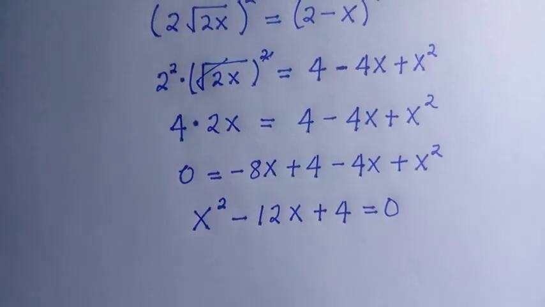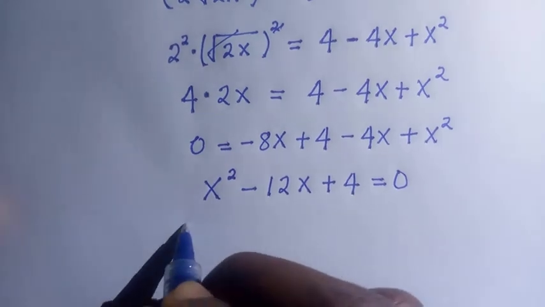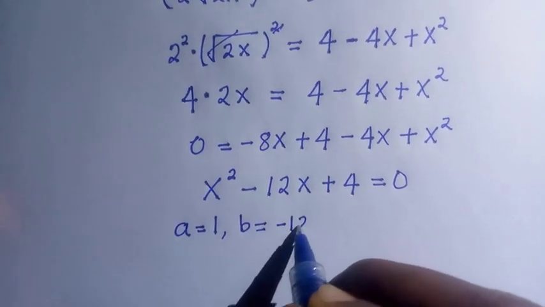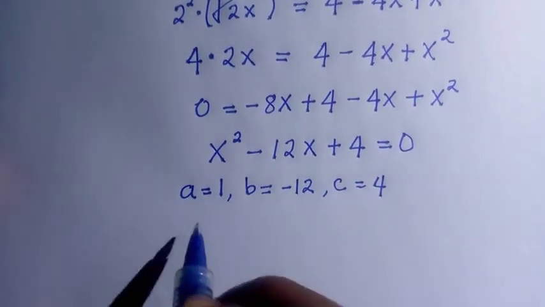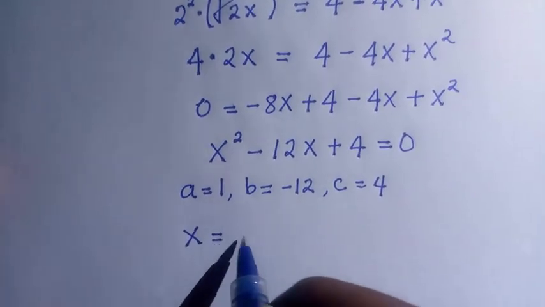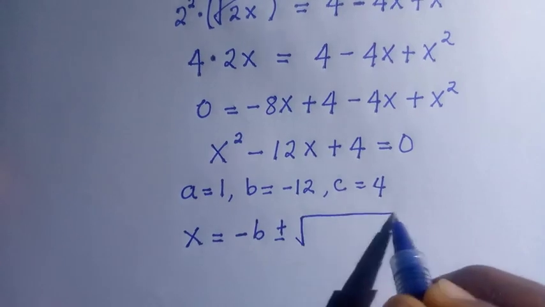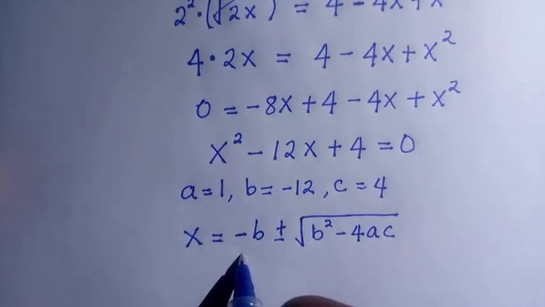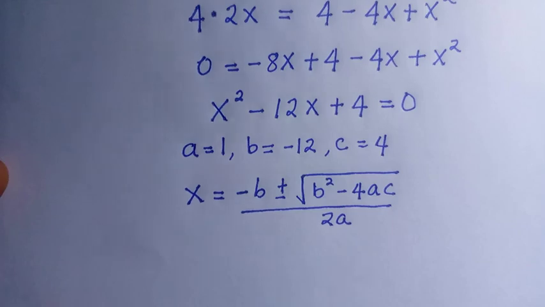We have this as a quadratic equation. So we solve this one quadratically by considering the coefficients: a equals 1, b equals minus 12, and c equals 4. So we substitute in this formula, which says x equals minus b plus or minus the square root of b squared minus 4ac, divided by 2a. Here is where we are going to plug in all these parameters.